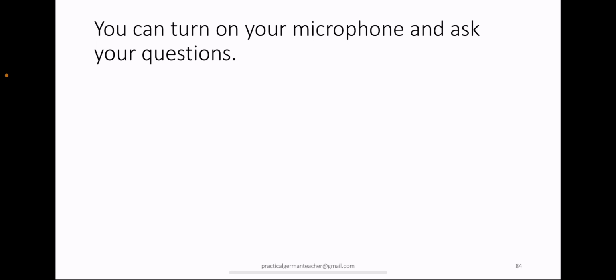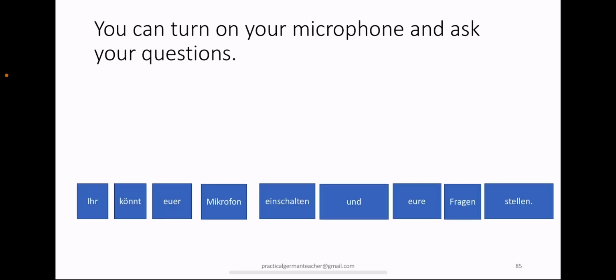So you can turn on your microphone and ask your questions. How do I say this? How do you say turn on? Again, it is einschalten or anschalten, with können conjugated. Your microphone, you know how to say this, and ask your questions. So Sie können, ihr könnt euer Mikrofon. Here I am being informal with you, talking to more than one of you. So: ihr könnt euer Mikrofon einschalten und eure Fragen stellen.